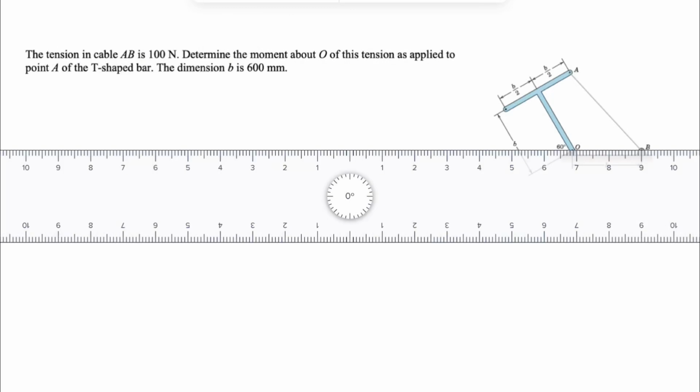Alright guys, we're going to be solving another question from the second chapter of the Meriam textbook, Engineering Mechanics. In this one, we have the tension in the cable AB, which is 100 newtons. We need to determine the moment of that tension about point O. And we know that tension is applying at point O of the T-bar shape. We also know that the dimension B is 600 millimeters.